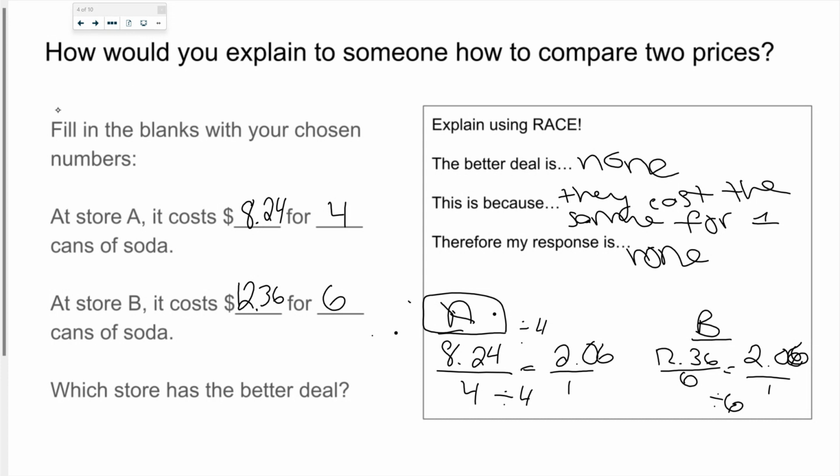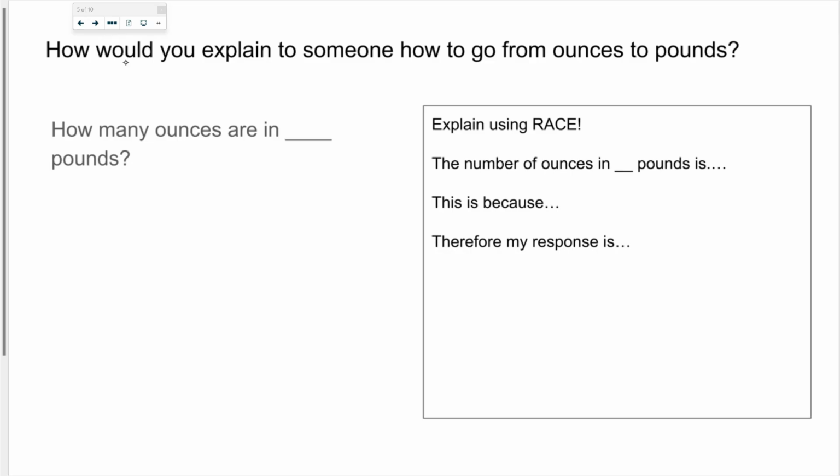All right, let's keep moving. How would you explain to somebody how to go from ounces to pounds? So first thing we need to do is know that there are 16 ounces in 1 pound. Let's pick a number. Let's say 5 pounds. So how many ounces are in 5 pounds?